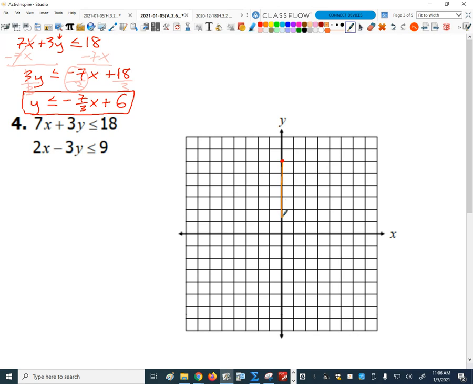So I go 7 down. I'm going to go 3 to the right. Very good. And that puts me at a point right, whoops, I got to be red. There's a point right there.